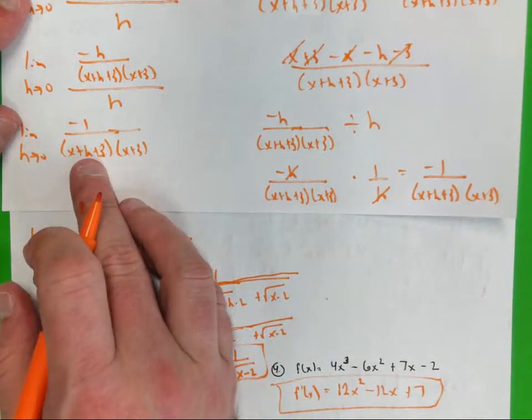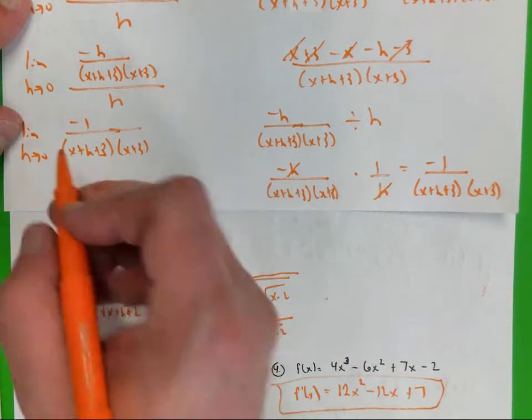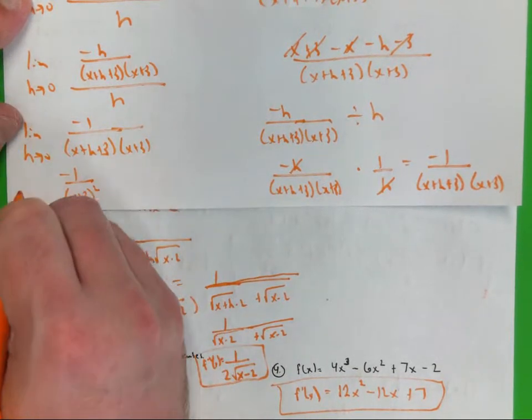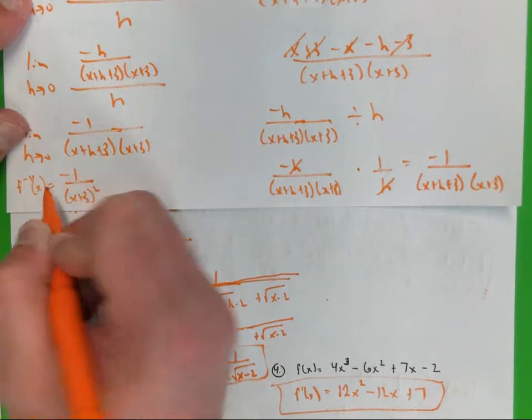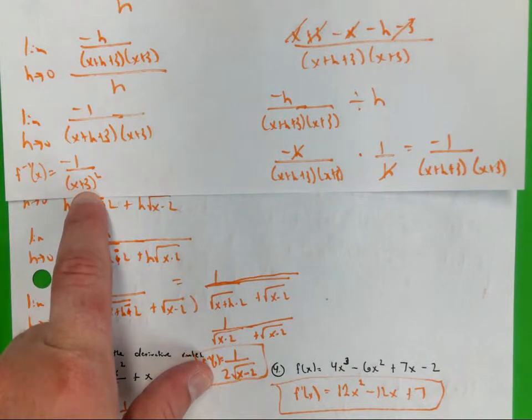I take 0 to plug in for h now. I got just literally x plus 3 times x plus 3, don't I? So I can just write that as negative 1 over x plus 3 what? Squared is my derivative. You said, Mr. Escher, what if I forgot and just put negative 1 over x plus 3 times x plus 3? That's fine, okay? But that is your derivative, okay?